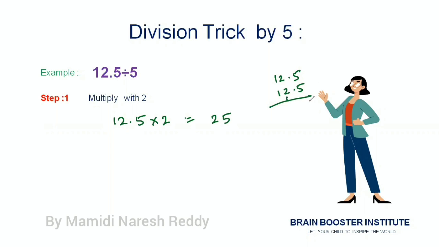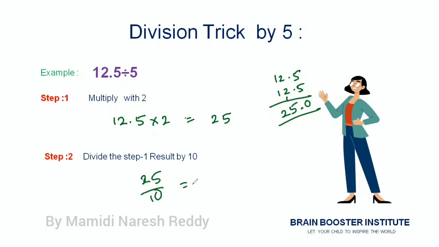Now 5 plus 5 is equal to 10, and 2 plus 2, 4 plus 1 is equal to 5, and 1 plus 1, 2. Then 25.0, nothing but 25 here. I hope you understand. Now let's go to the next step. Divide the step 1 result by 10, my dear friends. Now the step 1 result is 25. As we know, 25 divided by 10 is equal to 2.5. That's it. So we got the same answer, my dear friends.